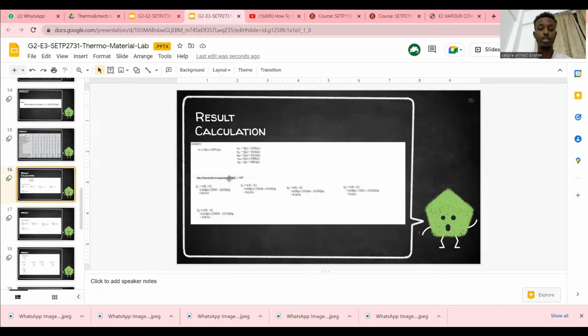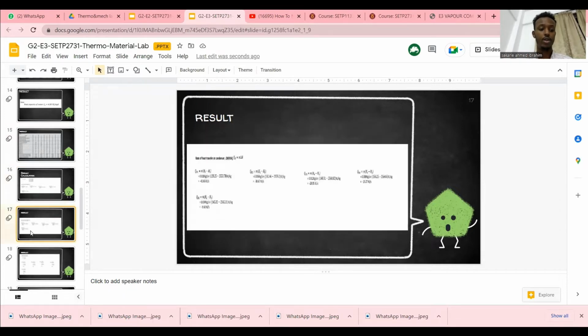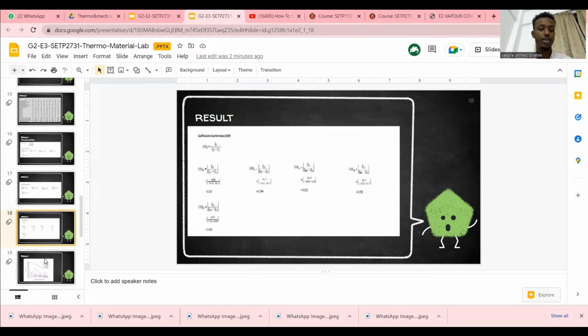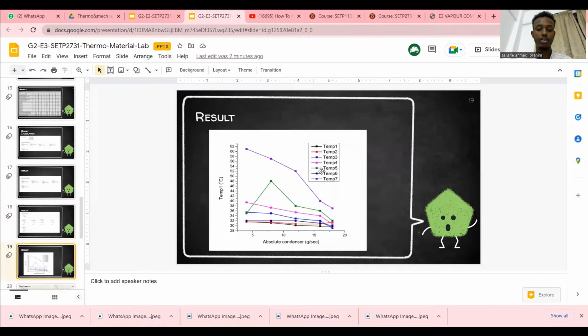So we made the calculations and got the heat transfer at the condenser, the heat transfer at the evaporator, and the coefficient of performance. After that we got the results of them here, as we see in the calculation. And then we got the graph. We can see the temperatures here, all of them. So that is the result.